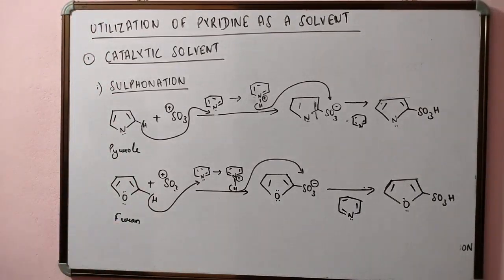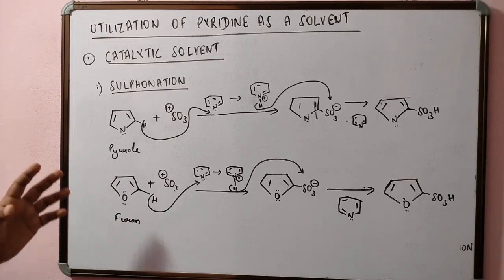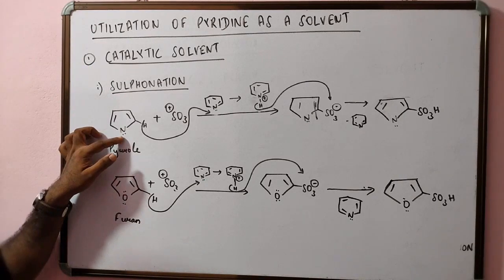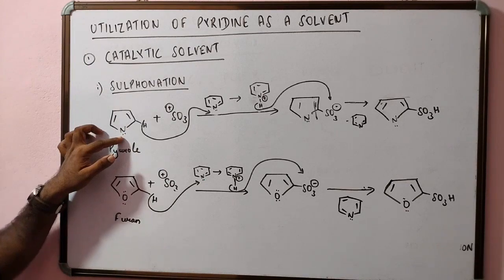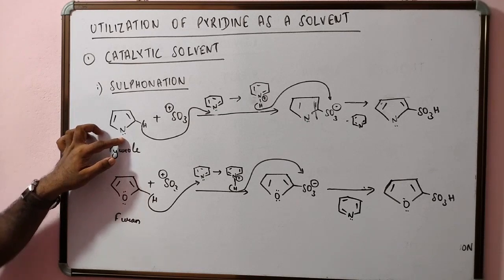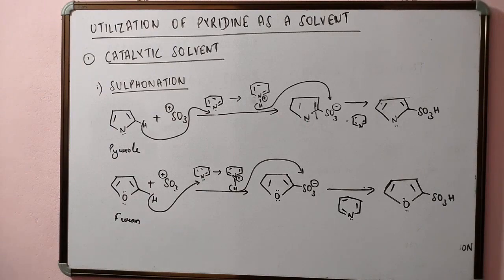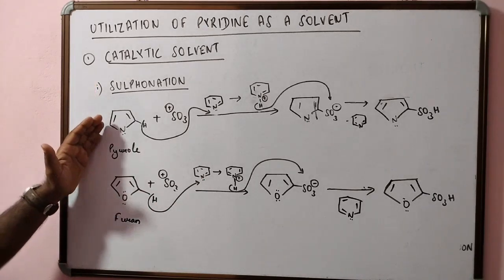Pyridine has often been used for its catalytic properties, and this catalytic property is credited to the basicity that the pyridine ring has been endowed with. The basicity is due to the lone pair of electrons that the nitrogen has. One of the examples in which the pyridine has been used for its catalytic purposes is the sulfonation of pyrrole and furan.